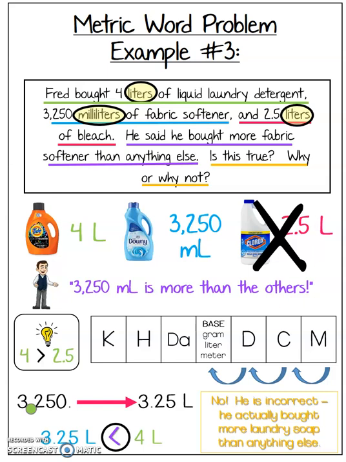So sometimes metric word problems will be nice and straightforward, like our first 2 examples. Other times, they'll give you a little bit more of a challenge like this one, and you'll need to do a couple steps to figure them out. But no matter what kind of metric word problem you see, you can use that silly sentence, kittens hate dogs but do chase mice, or King Henry doesn't usually drink chocolate milk, to help you solve.